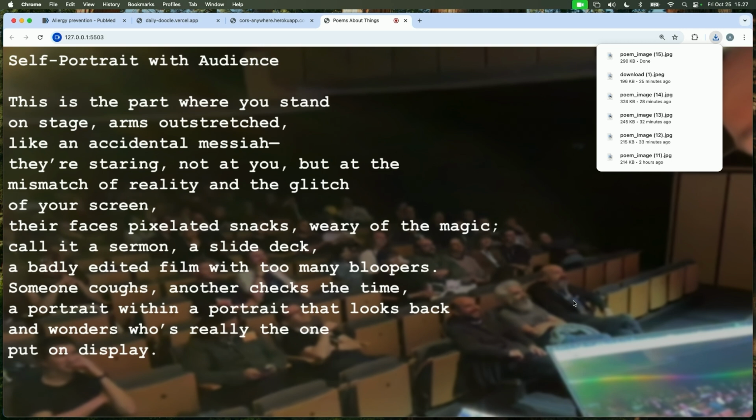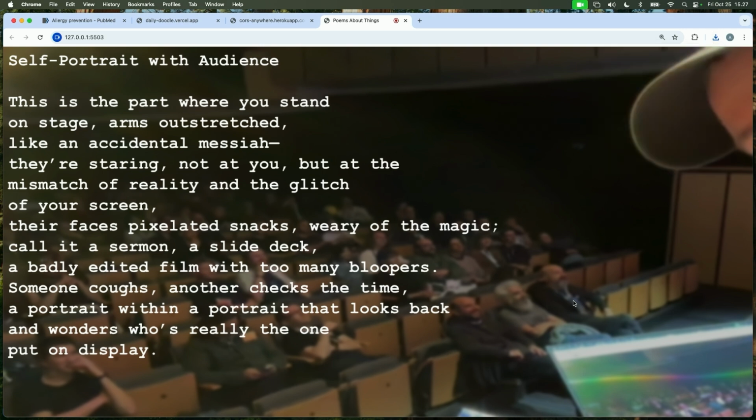Self-portrait with audience. This is the part where you stand on stage, arms outstretched like an ancient messiah. They're staring not at you, but at the mismatch of reality and the glitch on your screen.